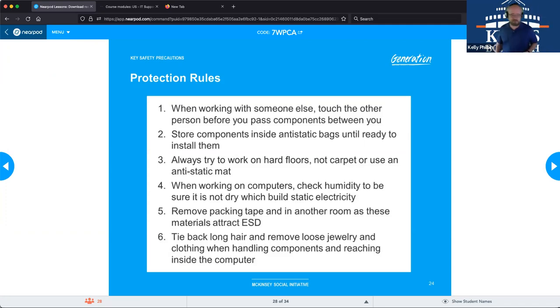Not a problem for myself, but tie back loose hair, make sure it's out of the way because you don't want it falling in and snagging on things. Also remove any loose jewelry, dangly earrings, bangles, bracelets, things of that nature. Make sure that's removed because they can brush up against components and create a connection between two, causing a short. So we want to make sure we do that as well.